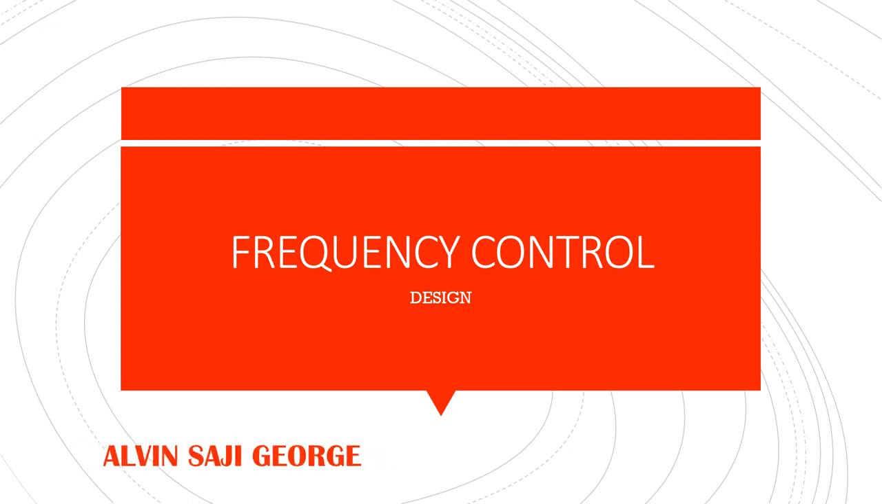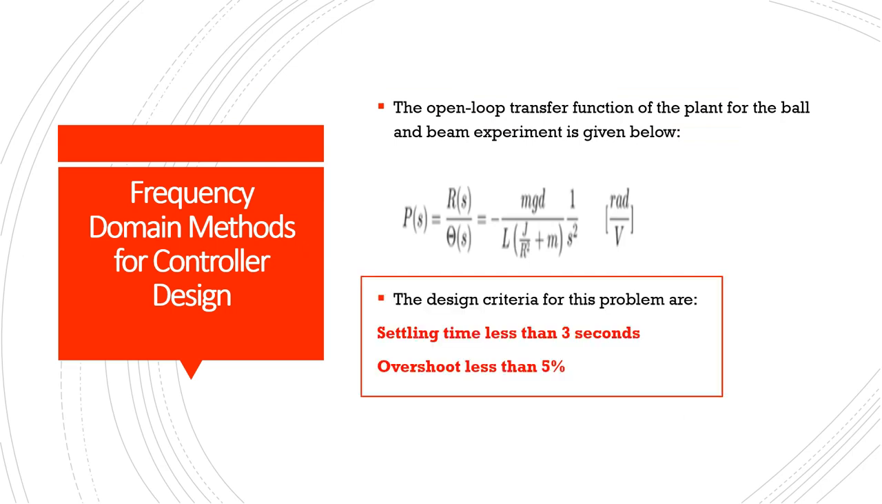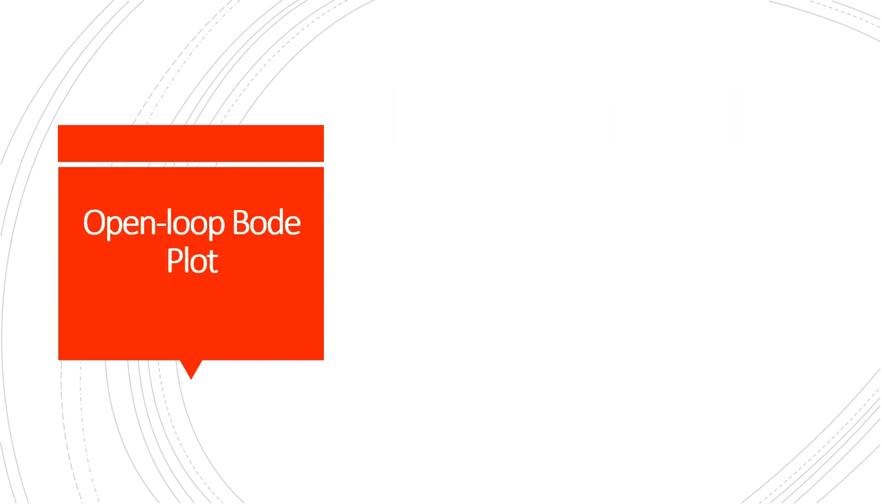Frequency domain method for control design. This is the open loop transfer function of the plant for the ball and beam experiment. The design criteria for this problem are that the settling time should be less than 3 seconds and the percent overshoot should be less than 5%.